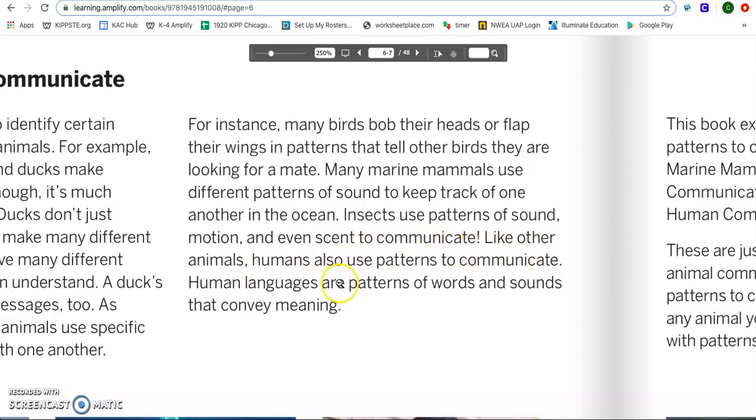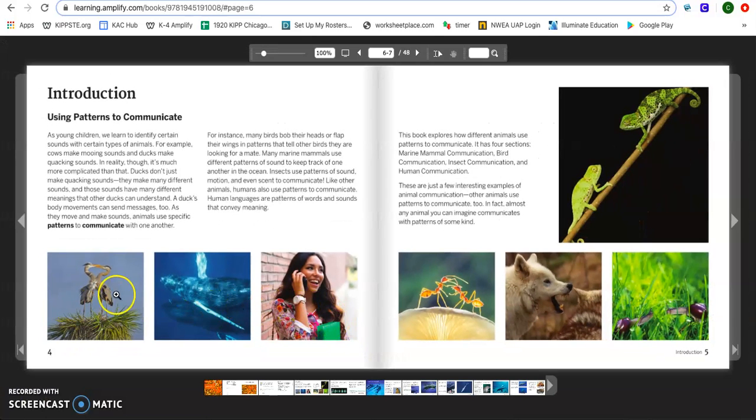Like other animals, humans also use patterns to communicate. Human languages are patterns of words and sounds that convey meaning. And looking at the images on our page 4, we see some animals, right? And this human communicating.